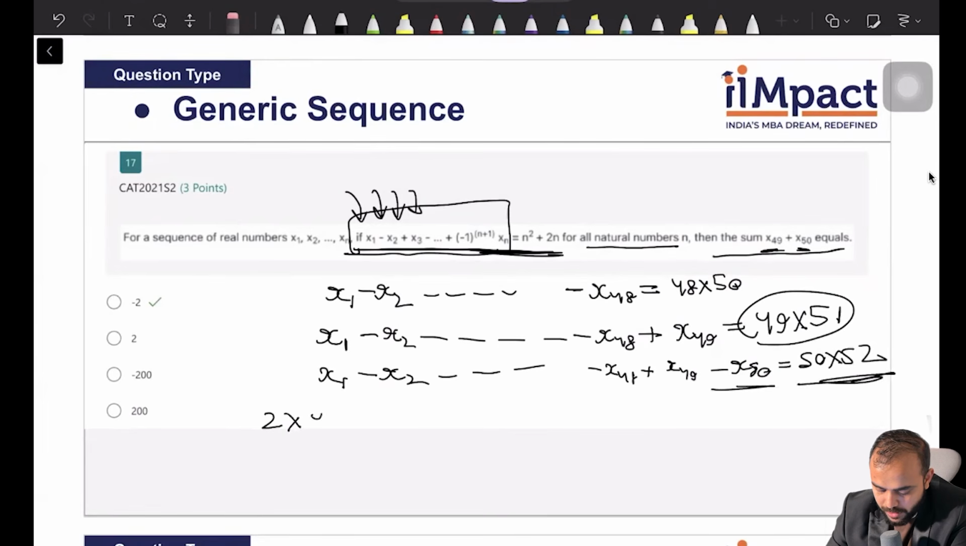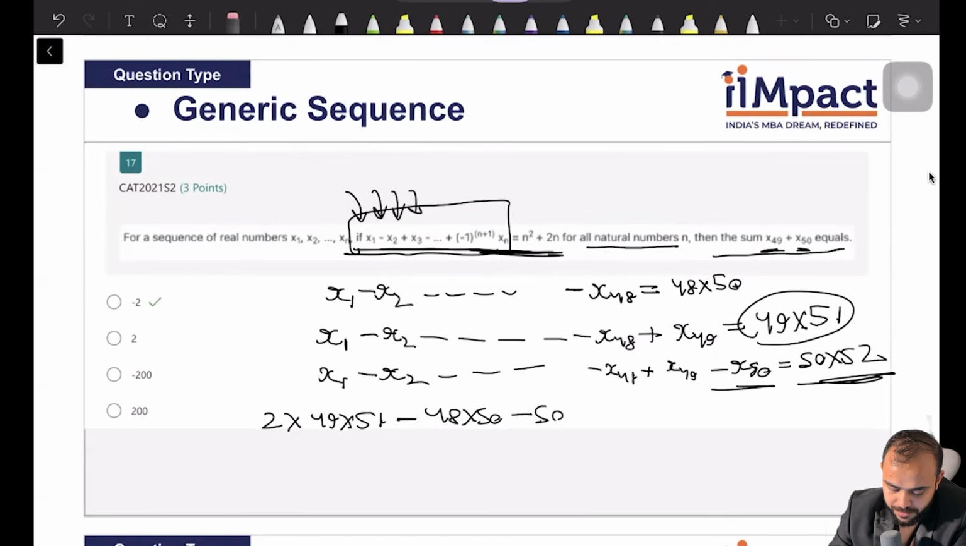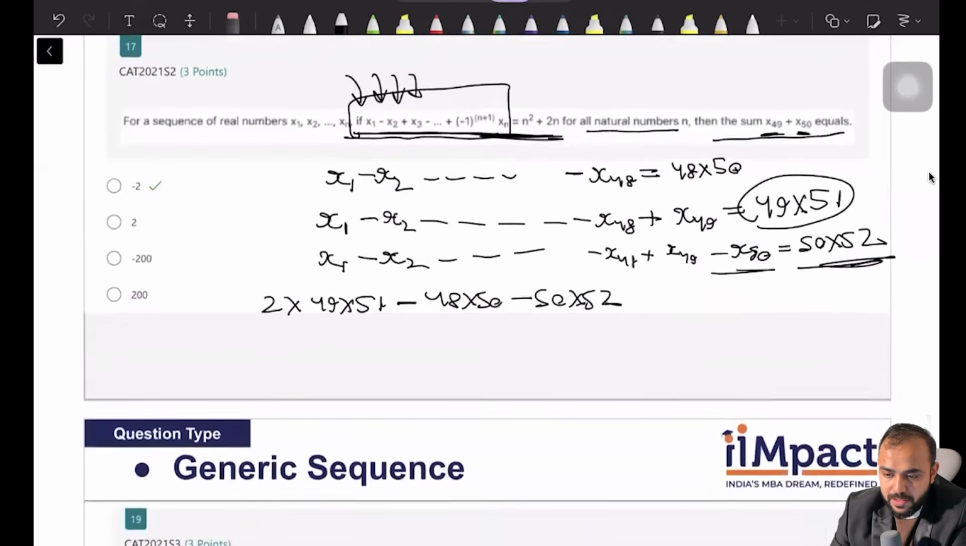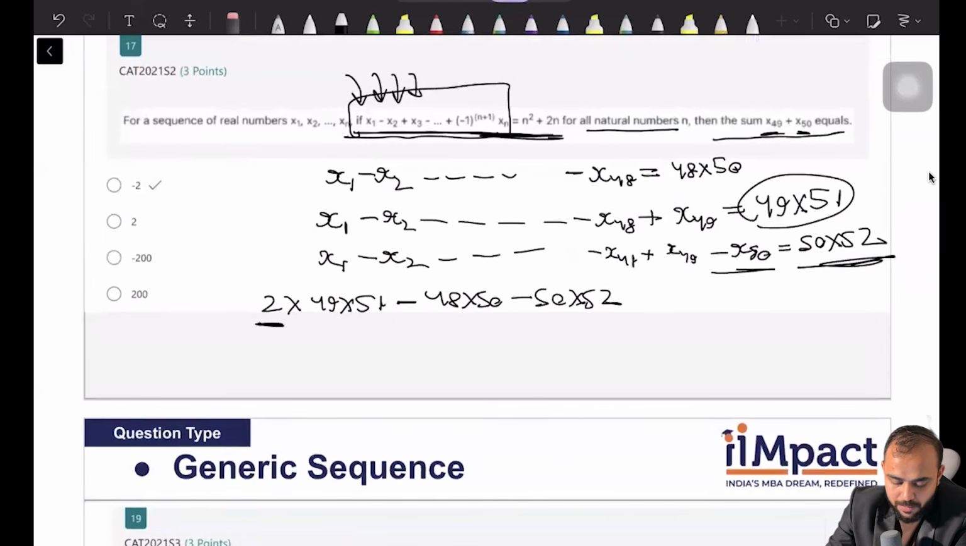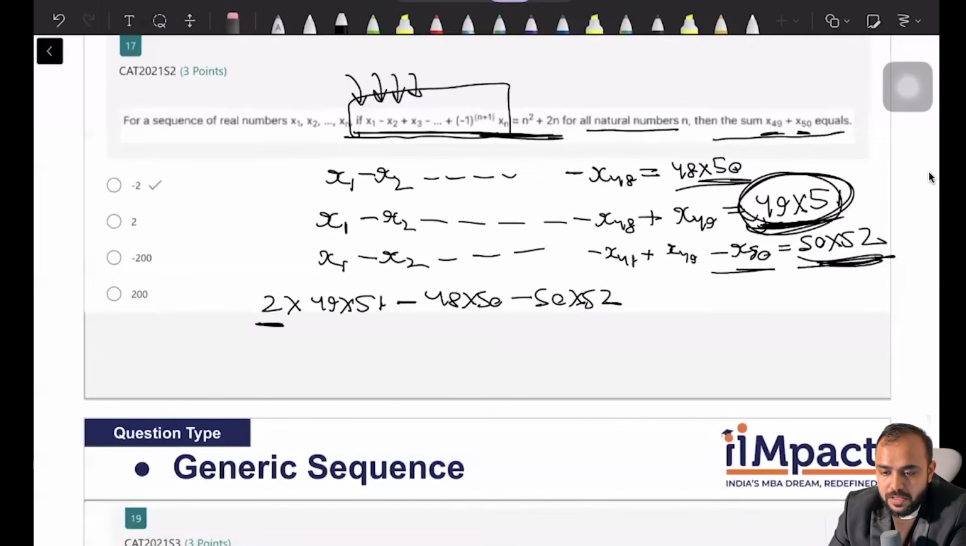2 into 49 into 51 minus 48 into 50 minus 50 into 52. This is what I have done. Why is this 2 here? Because I am doing this minus this plus this minus this. So this is coming with positive sign 2 times. All right.